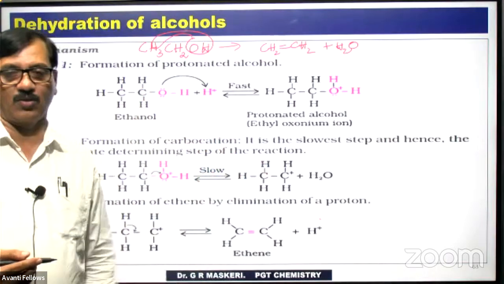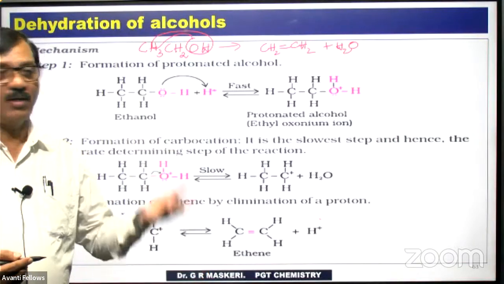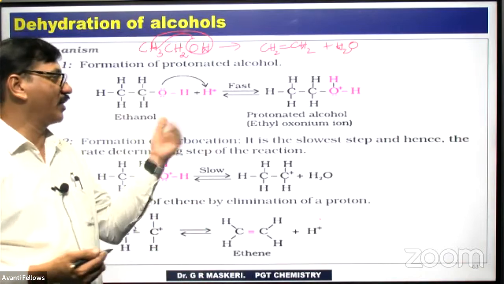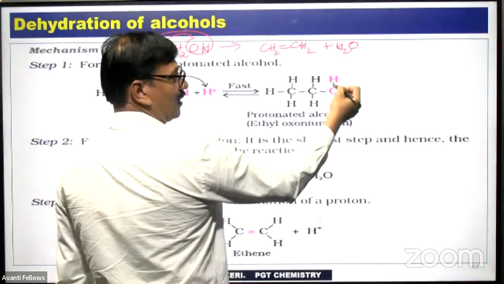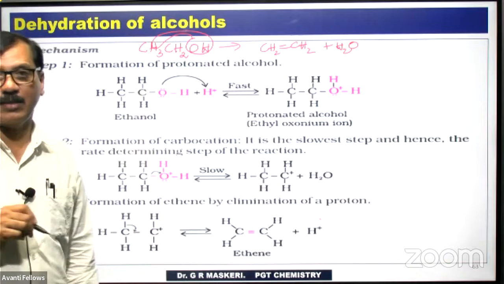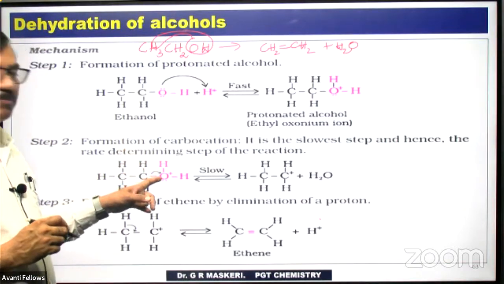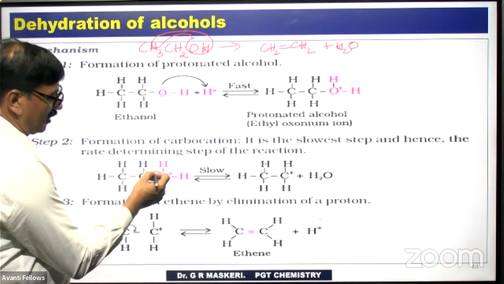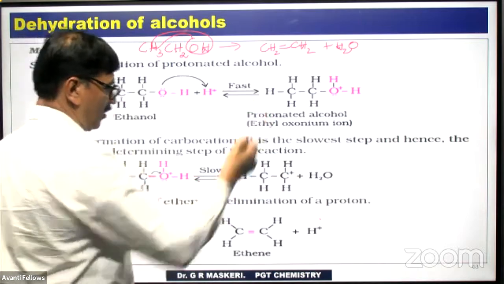This is also protonation only. There it is protonation of alkene in the first step, and here it is protonation of alcohol. Alcohol is protonated. So when H plus is added, oxygen gets a positive sign. You have to mark that positive sign. All right. Then once this is protonated, there is a cleavage of this bond, giving rise to a carbocation.